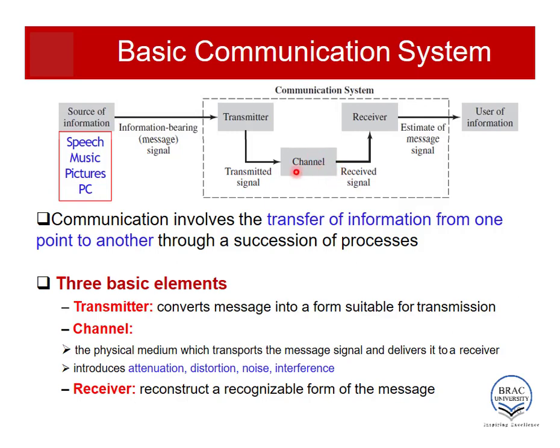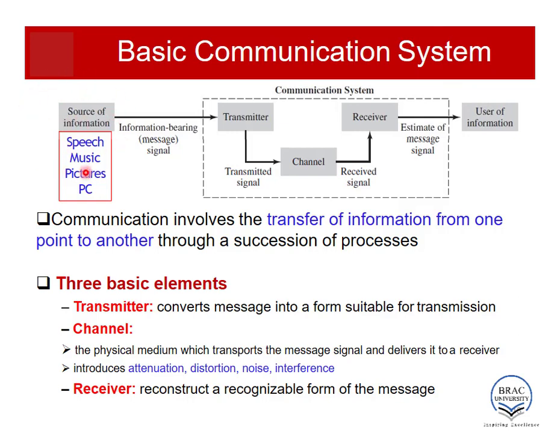Then the signal transmitted through the channel is received by the receiver. So the receiver is actually the opposite of the transmitter. The function of the receiver is converting the received signal into the message signal that was earlier sent to the transmitter, and then this message is received by the user of the information. So if I convert the diagram for a radio communication, then it will be something like this.